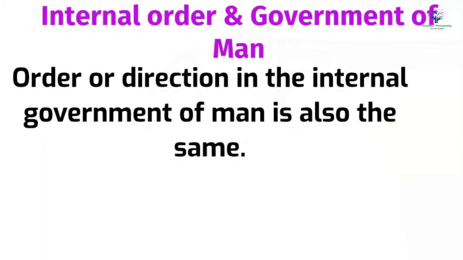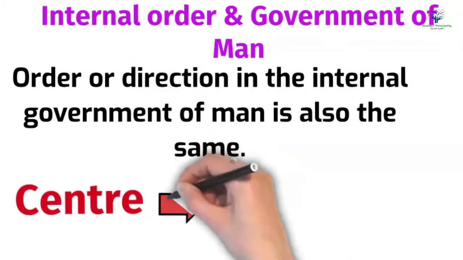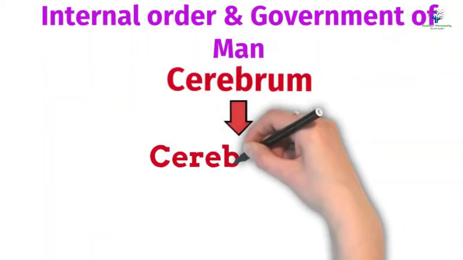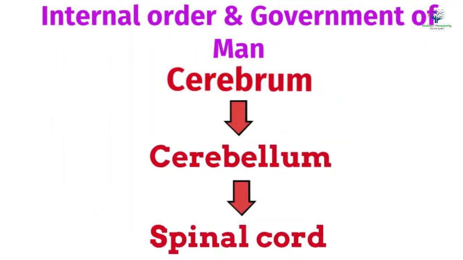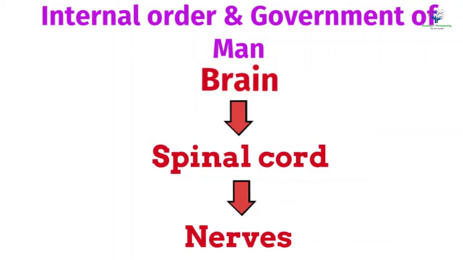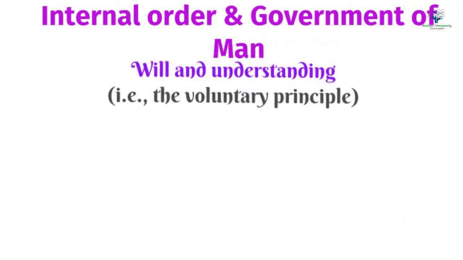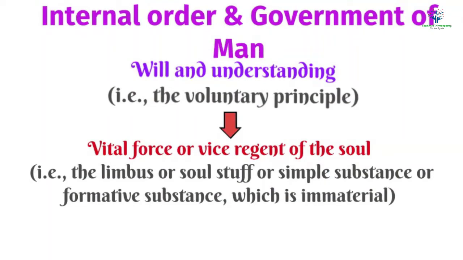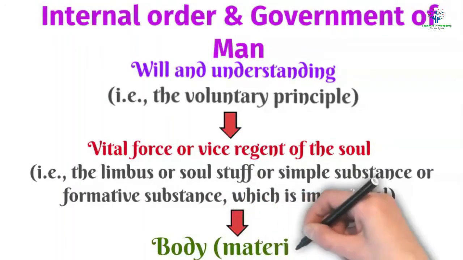The order or direction in the internal government of man is also the same, that is, center to periphery. That means from cerebrum to the cerebellum and then to the spinal cord. When taken more collectively, it is like this: from brain to spinal cord and then to nerves. Considered more internally, it is like this: from will and understanding, which is the voluntary principle, to vital force or wise reason of the soul, which is the limbus or soul stuff or simple substance or formative substance and is immaterial, then to material body.